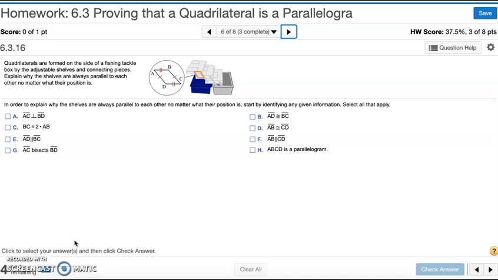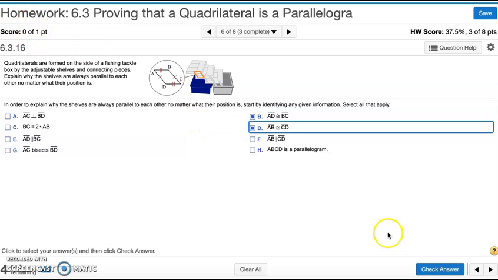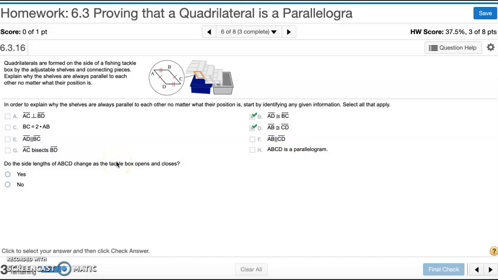Going to number 6. Quadrilaterals are formed on the side of a fishing tackle box by the adjustable shelves and connecting pieces. Explain why the shelves are always parallel to each other, no matter what their position is. In order to explain this, start by identifying any given information. So, looking at the picture, we're given that AD is congruent to BC, and AB is congruent to CD. Do the side lengths of ABCD change as the tackle box opens and closes? No, it does not.